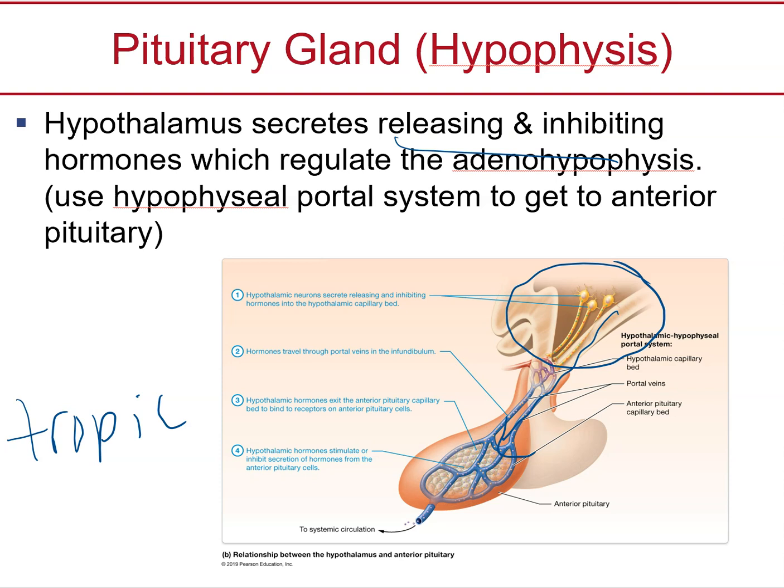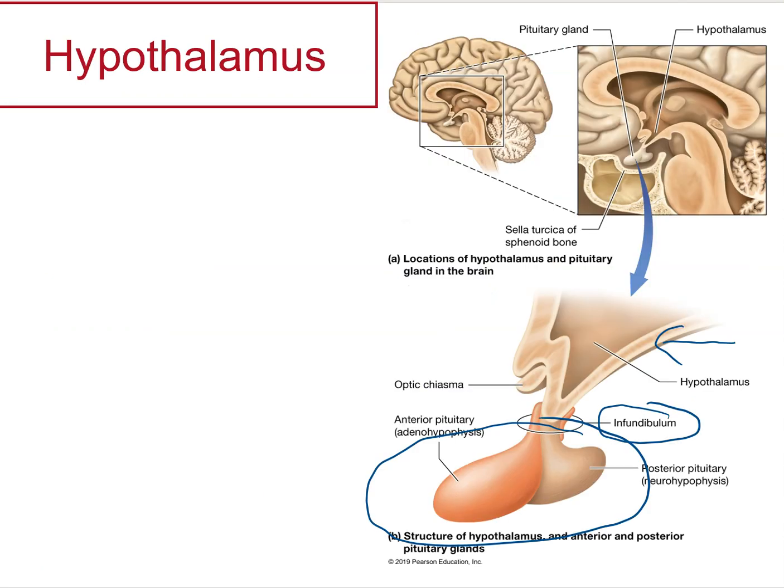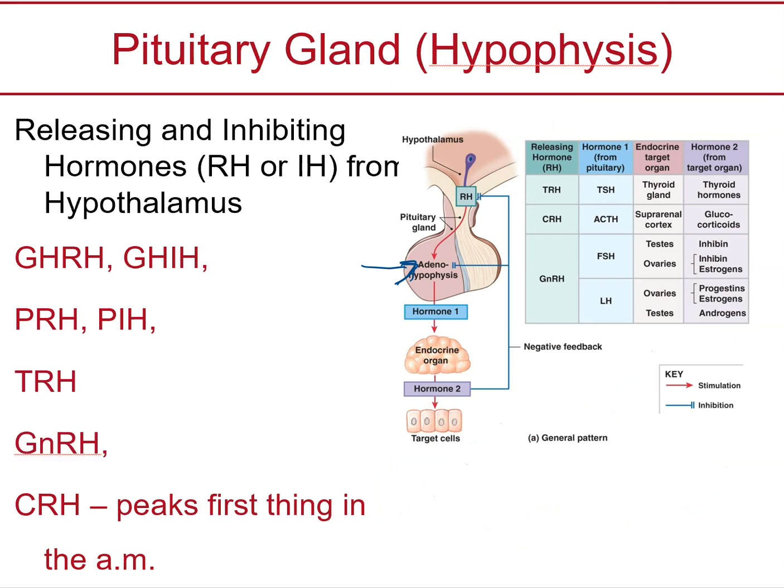Remember, a tropic hormone is a hormone that goes to another endocrine organ and controls what it does, basically the release of its hormones. Now, the hormones from the hypothalamus, as I said, are releasing or inhibiting hormones. So what that means is when they go to the anterior pituitary gland, because remember, the pituitary gland is going to have an anterior portion as well as a posterior portion. These tropic hormones only go to the anterior pituitary gland, and they're releasing hormones or inhibiting hormones. So they always end in RH or IH.